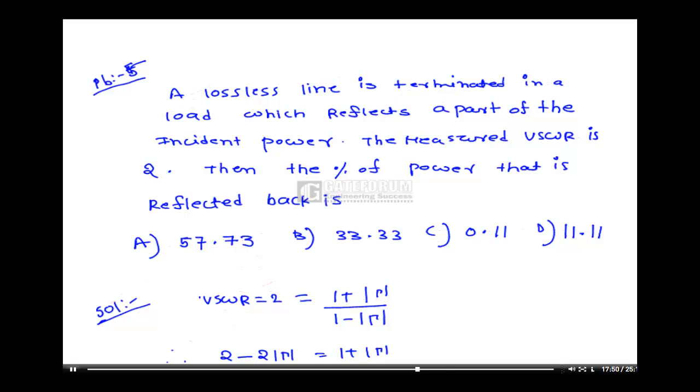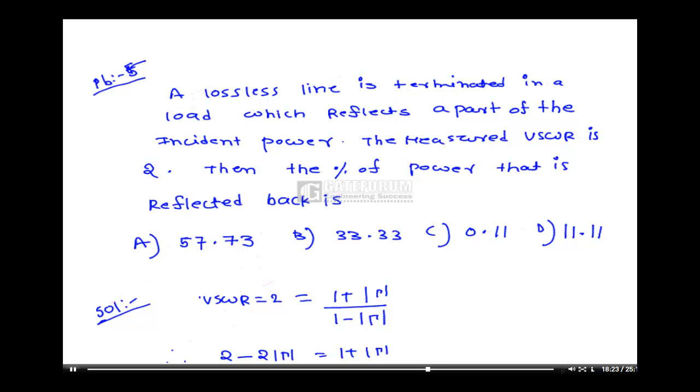Power incident by 9. But what are they asking? They are asking the percentage of the power that is reflecting back. So percentage of the power means multiply with 100. Therefore, power reflected back is equal to power incident into 100 by 9. So this is nothing but 11.11. 11.11 percentage of the power is reflected back.